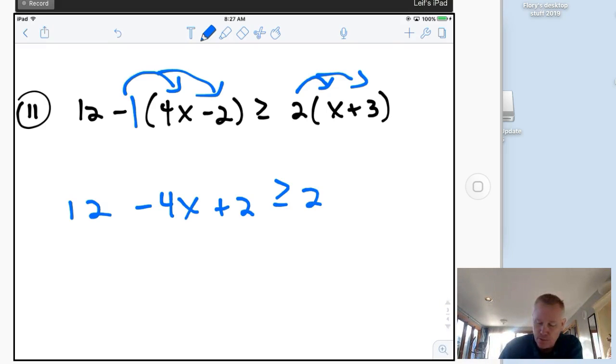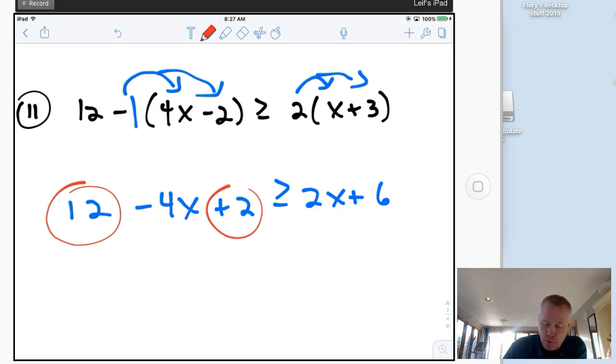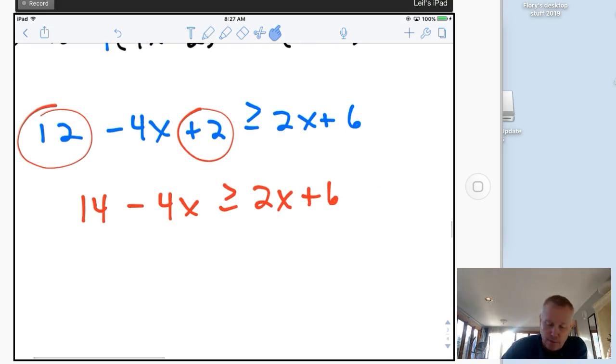Okay, next, 2x plus 2 times 3 is 6. All right, so this is coming together nicely. I can combine some like terms here. This 12 and the 2 are on the same side of the inequality, so I can just add them together. That's 14 minus 4x is less than or equal to 2x plus 6. Okay, so I just combine those two.